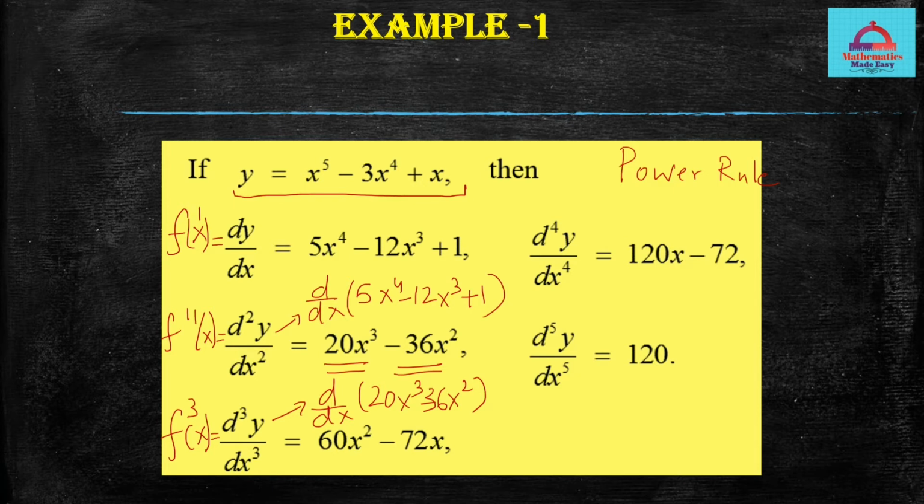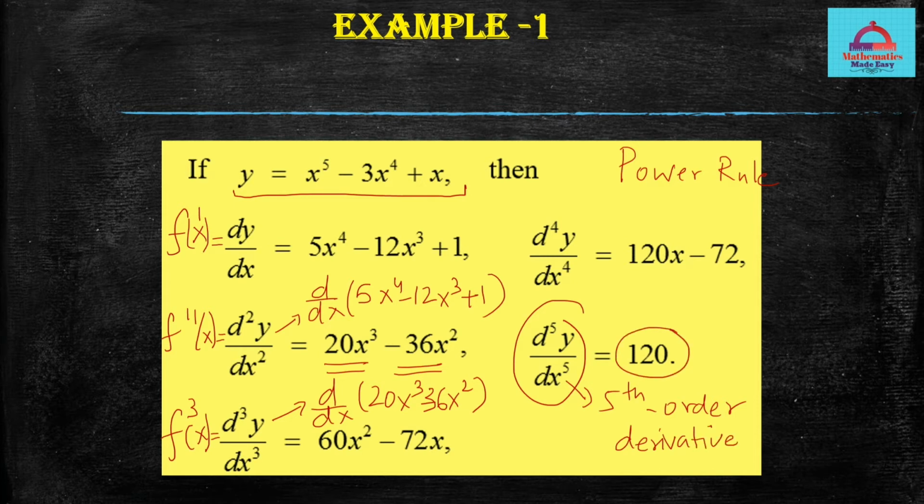You continue the process till you reach your fifth order derivative, and that is where we stop, because I know my fifth order derivative is a constant, which is 120. So when you are going to be differentiating that, it will give you 0 in the next step. So the sixth order derivative onwards, for this given function, the derivative is going to be 0. So this was one example on higher order derivative.